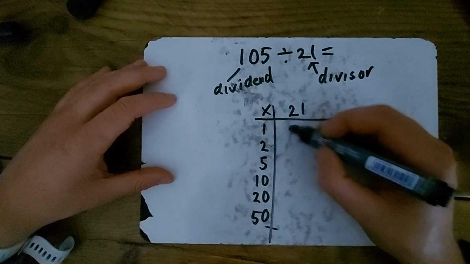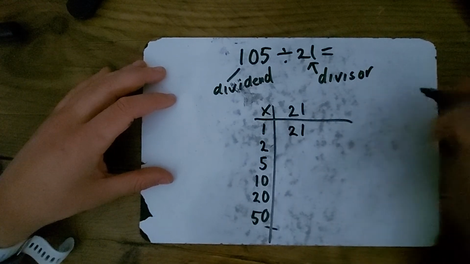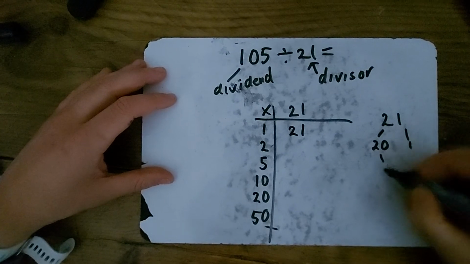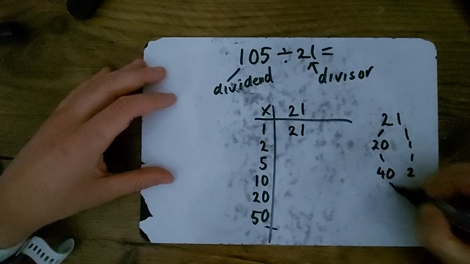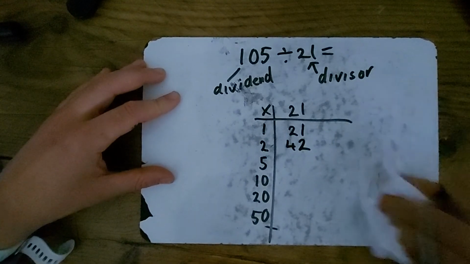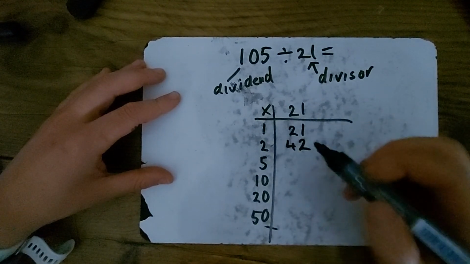Okay, and then I can almost forget about this and just create my coin card, and then I'll think about it at the end. 1 times 21 is 21. 2 times 21, that might be tricky, so don't be scared to do a bit of partitioning. That'll be 40. To double it, that'll be 42. 5 times 21 is going to be hard.